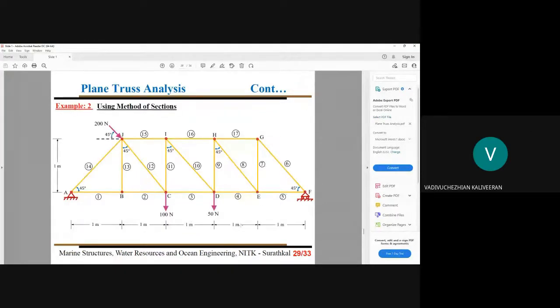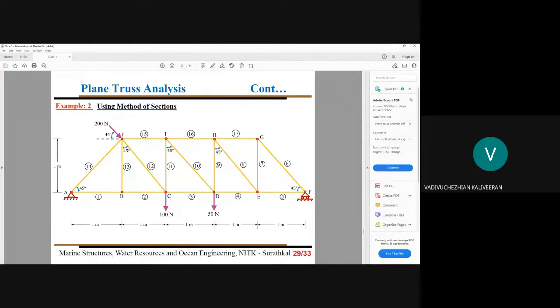Now, I want to show one simple example. Using the method of section, we are going to solve this truss. It is supported by a pinned and roller support, a simply supported nature. It is also experiencing three concentrated loads: 200 Newton, 100 Newton, and 15 Newton. Those are acting at joints. 100 Newton is acting at C, 15 Newton is acting at D, and the 200 Newton has an orientation of 45 degrees, and it is also acting through joints.